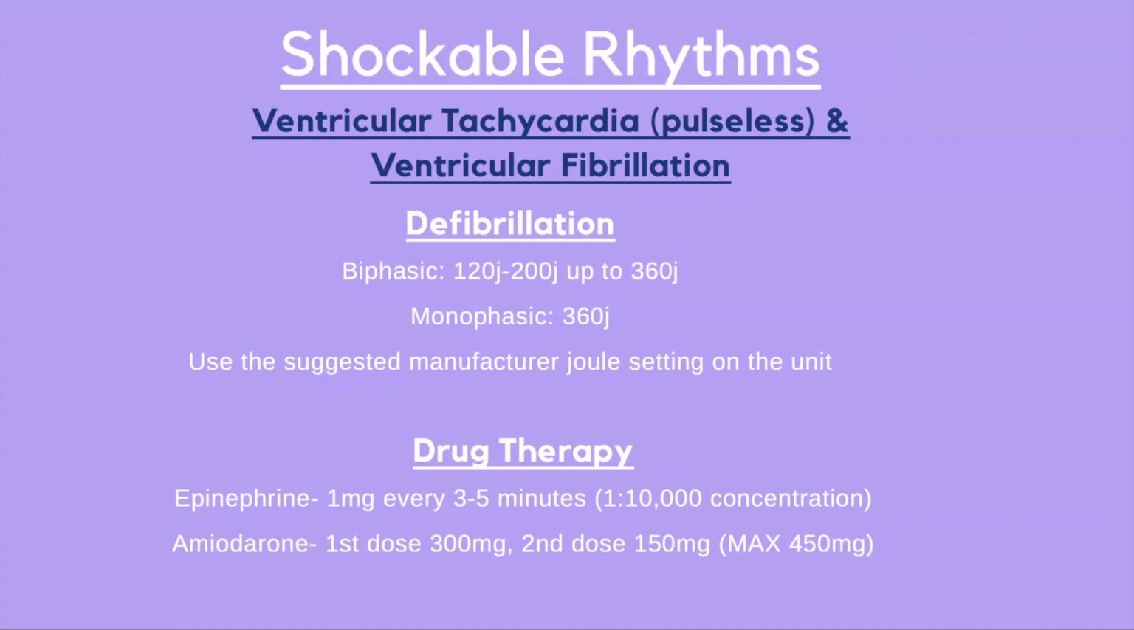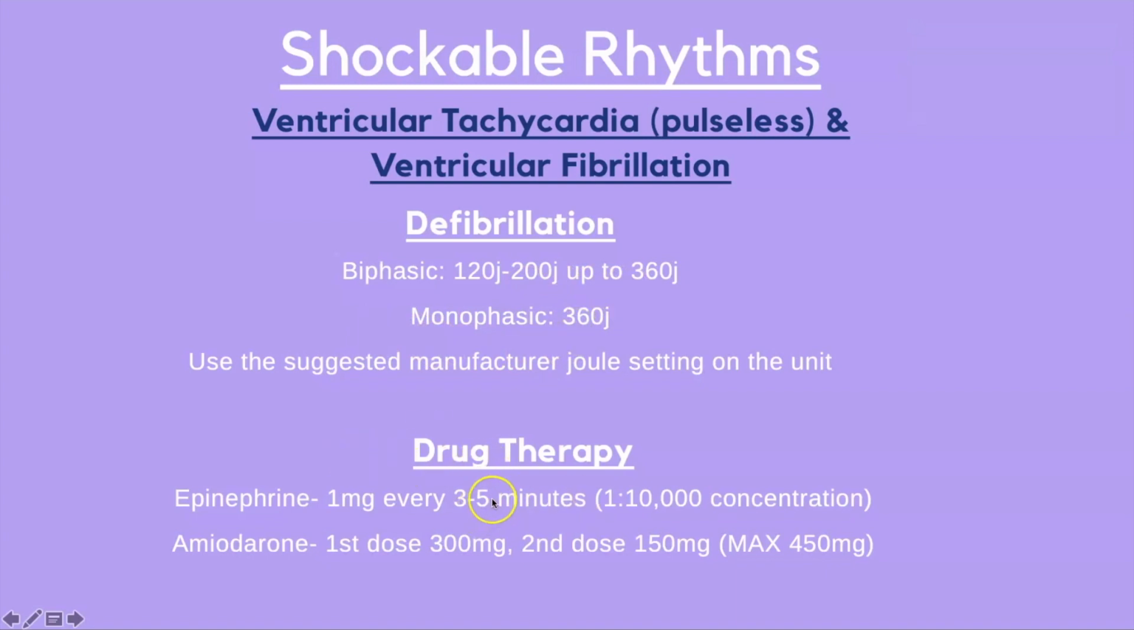So what are shockable rhythms? Pulseless, right? Defib for V-fib, so we're defibrillating ventricular fibrillation, and defib for V-fib and pulseless V-tach. Don't defib asystole, right? That straight line, that flat line, that doesn't really work. So defibrillation, if you have a biphasic, you're gonna do 120 to 200 up to 360. Monophasic, you're gonna do 360.